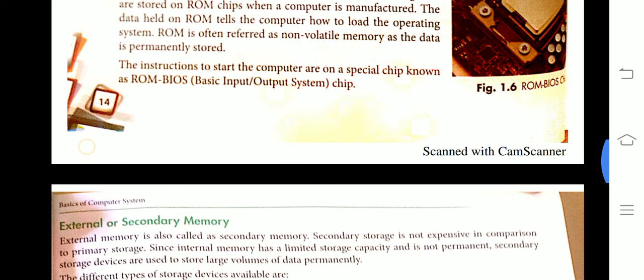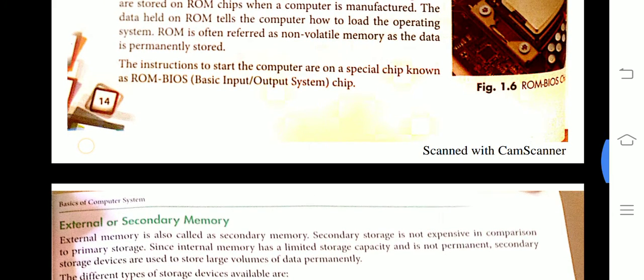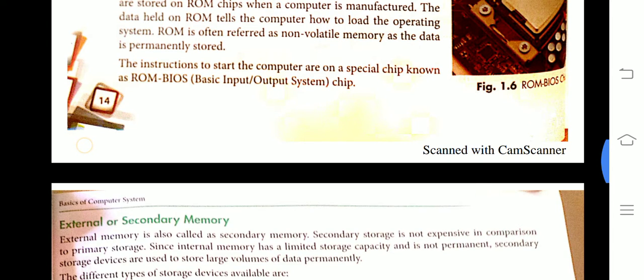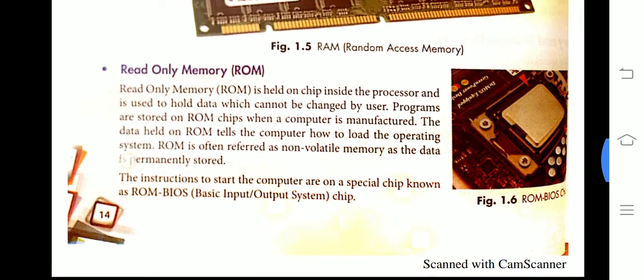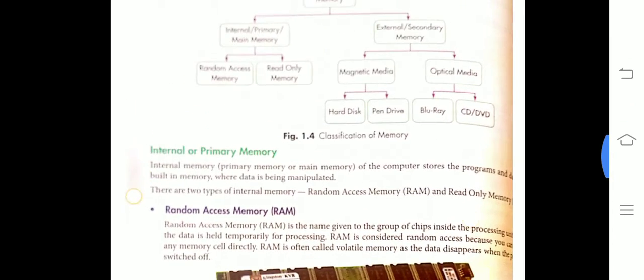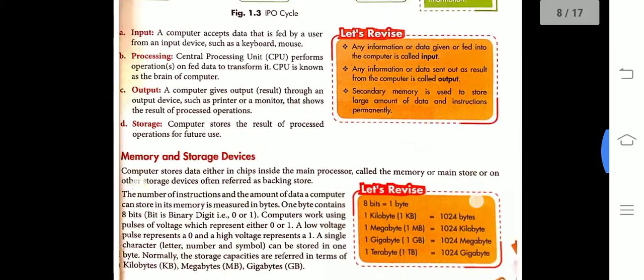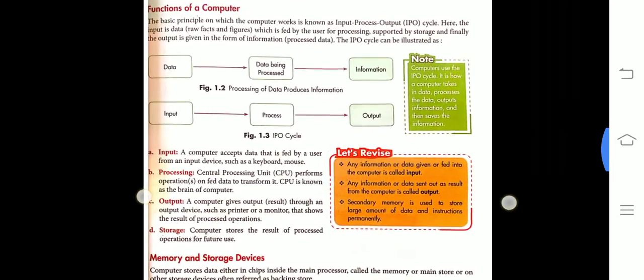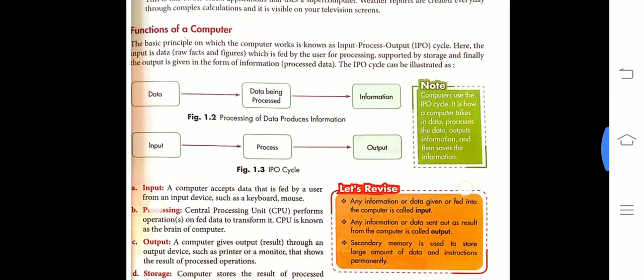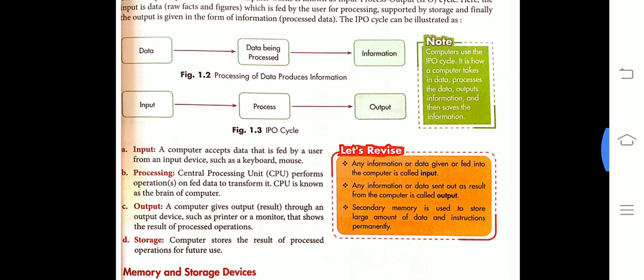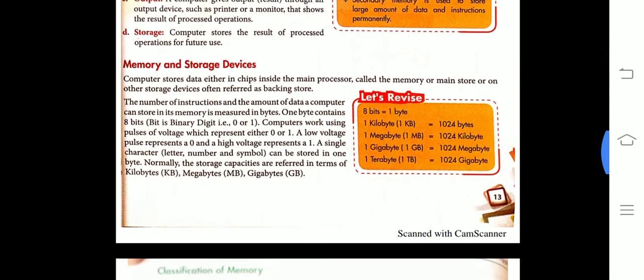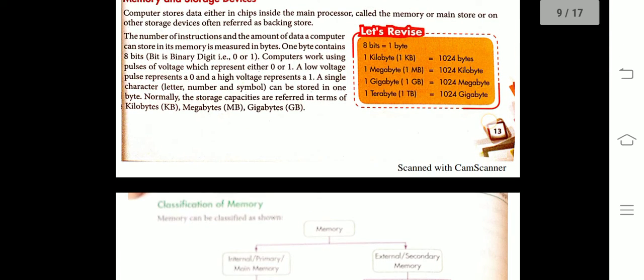Here we have to understand that BIOS, basic input output system, contains the instructions which are essential to start our computer. Okay, so once again I am just revising and repeating what I explained. First we were discussing the functions of a computer, the IPO cycle: input, process and output. Then we discussed memory storage devices.